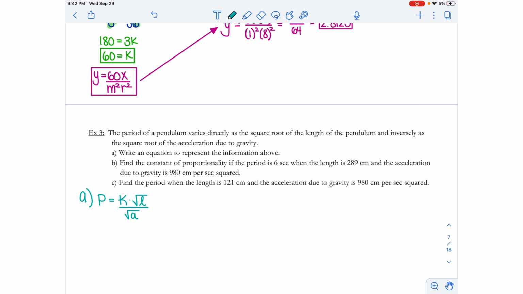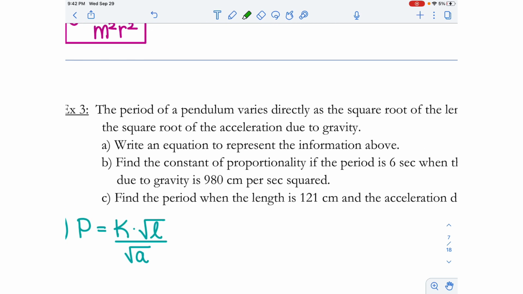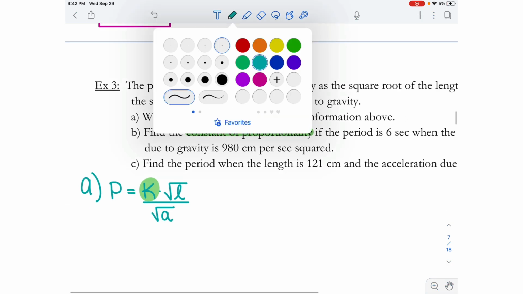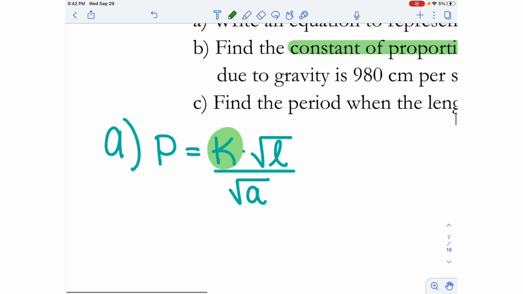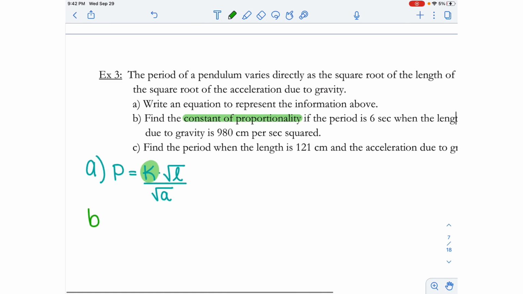Okay, that's the equation. But now it says to find the constant of proportionality. The constant of proportionality is K. So I'm going to find the K value. That's my next step. And they should give me something to plug in for every letter except for K. That's how we find K. Let's see if they do.